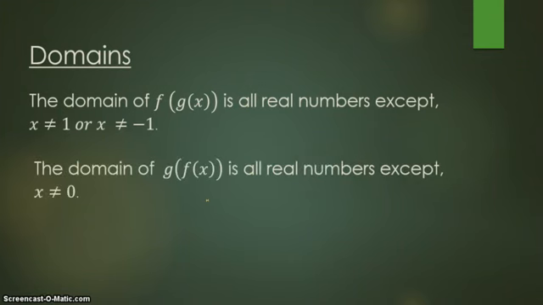Lastly, the domain of g of f of x is all real numbers except when x is equal to 0. Exactly. So we had 4 over x squared. If x is 0, that's 4 over 0, and again, that's undefined. So these two are defined by what makes the function undefined, which we'll cover again a little closer tomorrow in class.